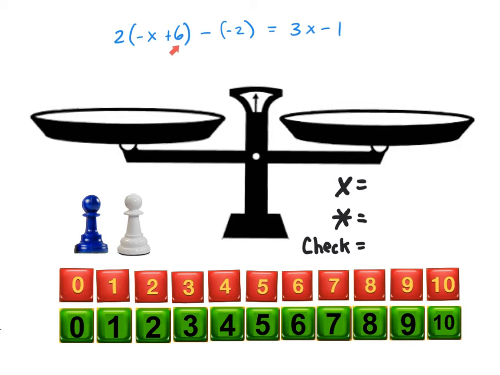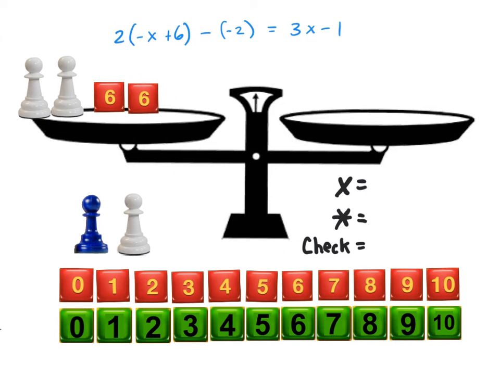We have a parenthetical expression here that we're going to have to set up twice. So we need negative x and a 6, and we need to do that twice. So negative x, +6, and we need to do that 2 times. So there's one and a second time. And then we need to subtract two negatives. We don't have any negatives right now, so we're definitely going to have to add a zero pair. So there's a zero pair, and then now I want to take away two negatives. So taking away two negatives.